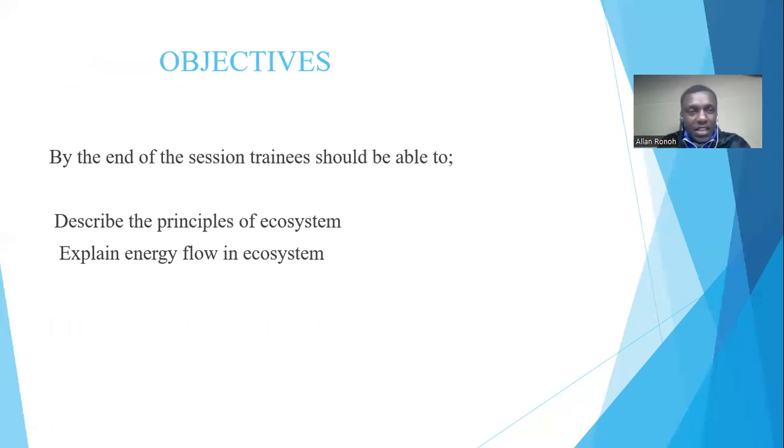Okay, our today's objectives are two. By the end of the session, trainees should be able to, one, describe the principles of ecosystem, two, explain energy flow in ecosystem. Are we together, class? Those are our main objectives that we are going to handle in our lesson. Okay, let's start with our first objective, that is describe the principles of ecosystem.